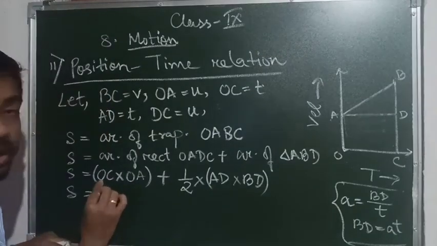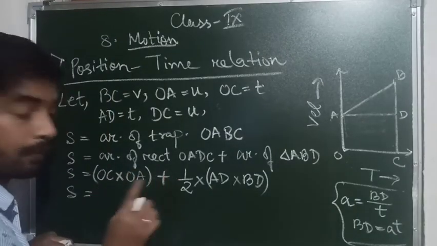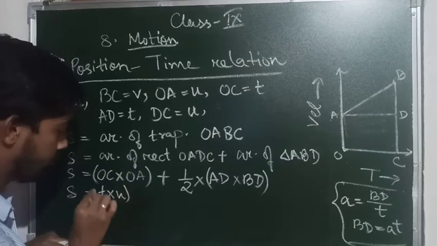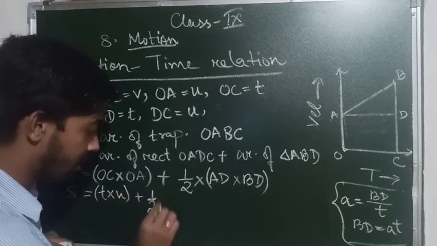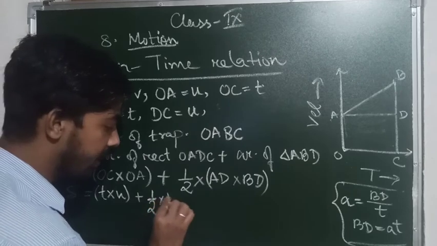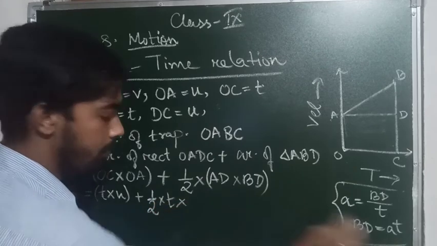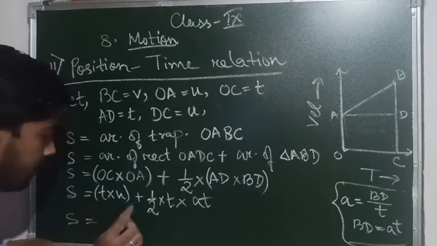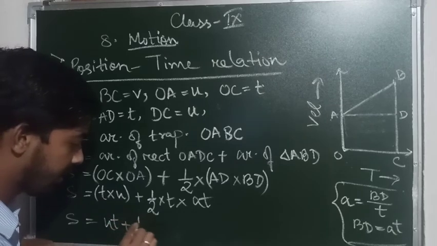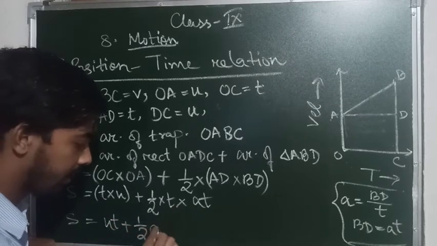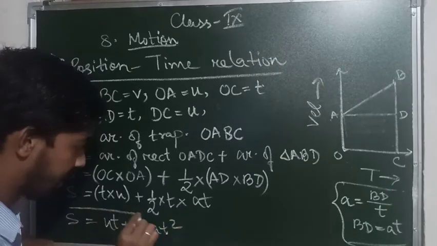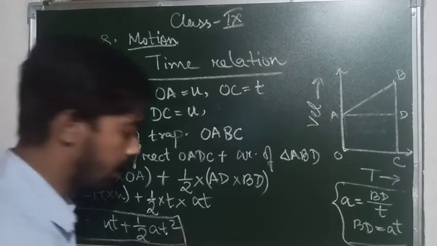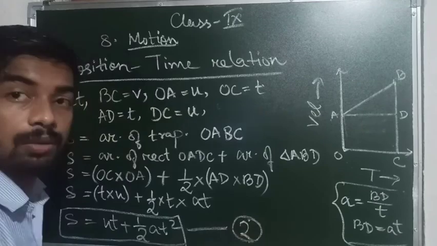So let us see how. Let us put in the variables that we have used. We have taken OC is T, OA is U, plus half, AD is T, and BD we can take from here, AT. So if we rearrange and settle them up, we get UT plus half AT square. So this gives us the second formula, or second equation of motion.